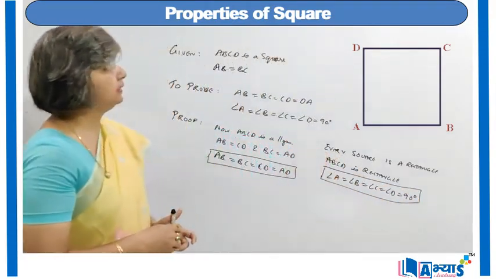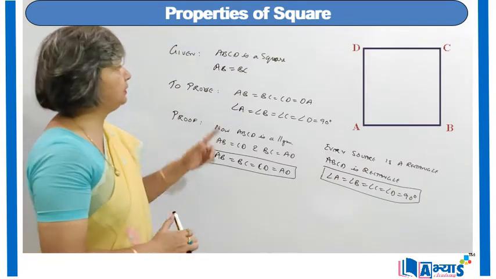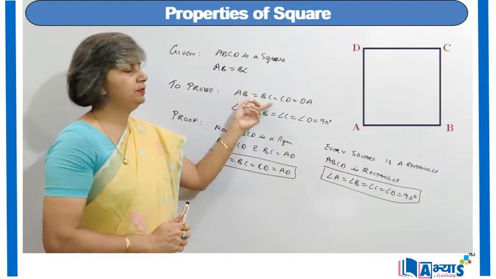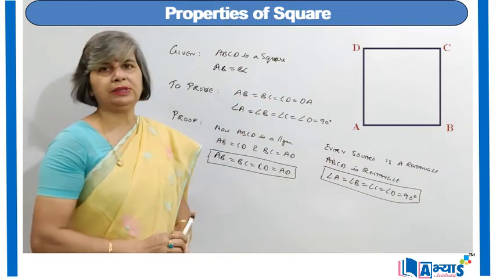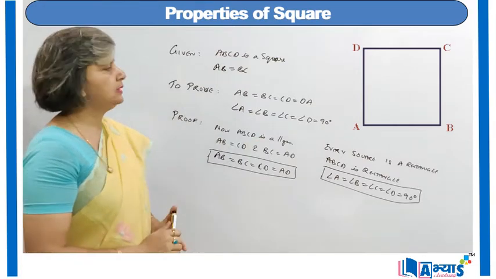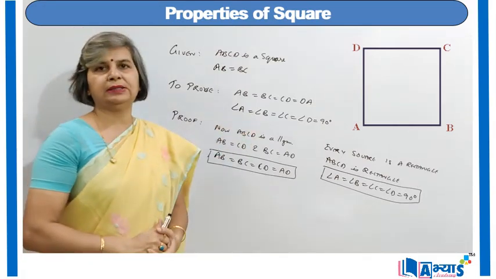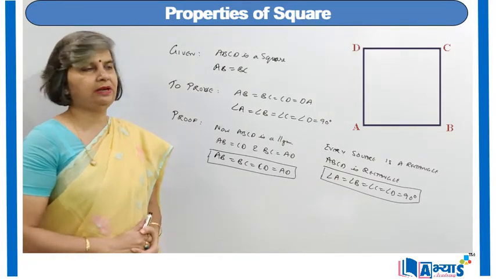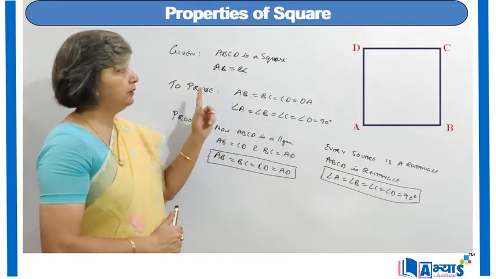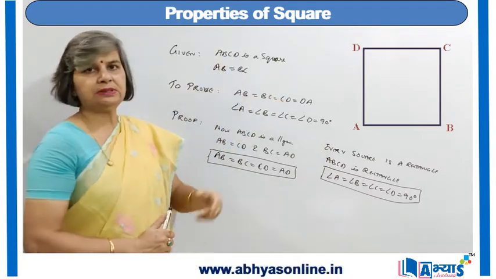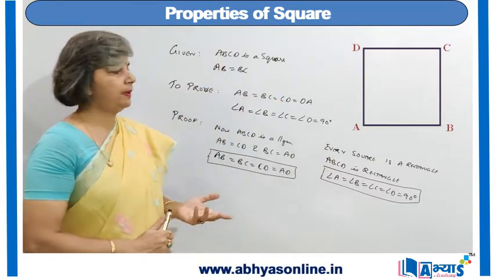So it is given that ABCD is a square in which AB is equal to BC, and we have to prove that AB is equal to BC is equal to CD is equal to DA, that means all the four sides of a square are equal. Secondly, we have to prove that all the angles are right angles. So for this we have taken the concept that every square is a rectangle, every square is a parallelogram. As ABCD is a square, ABCD is also a parallelogram.